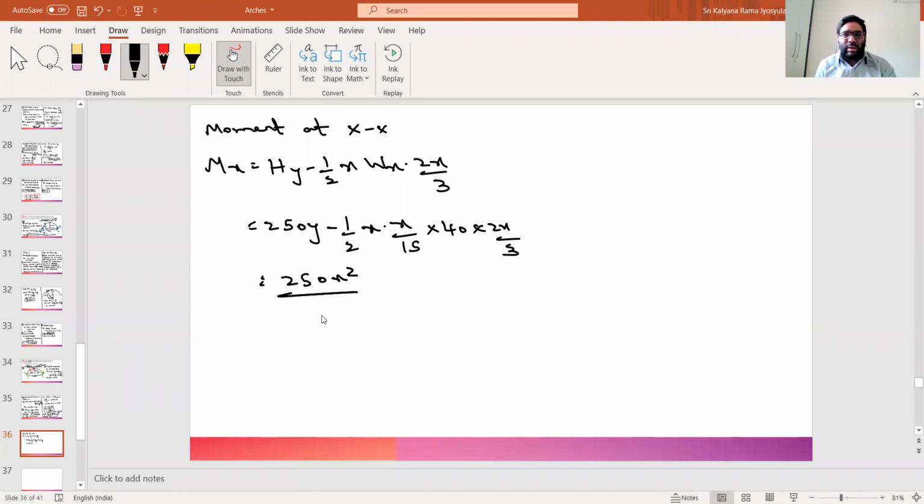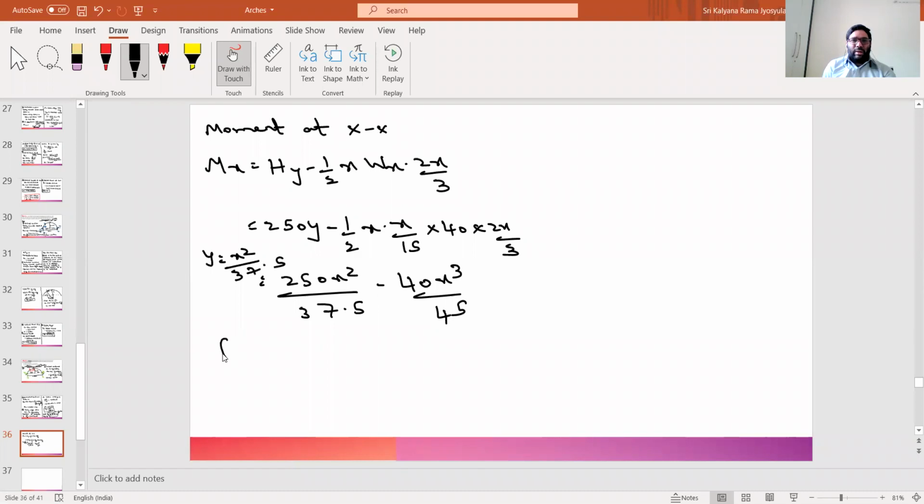So that implies 250x square by 37.5 minus 40x cube by 45. Here we have y. Earlier I had struck it off. So what is y? y is equal to x square by 37.5.